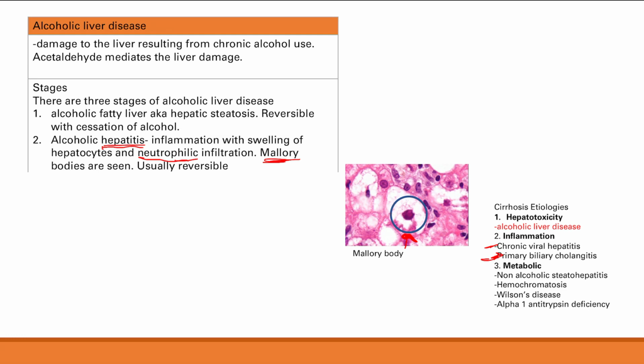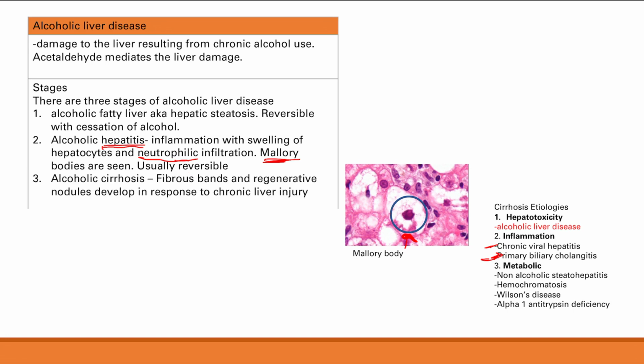Finally, what's the last stage? Last stage is alcoholic cirrhosis. So what do we say cirrhosis was? It was that long-term chronic liver damage. Liver doesn't work very well because of this inflammation and fibrosis. So there's fibrous bands, there's regenerative nodules, and it's all in response to this chronic liver injury. So this is the last stage of alcoholic liver disease. We start with fatty infiltration, then we go to the inflammation and neutrophilic infiltration, and finally we get those fibrous bands, regenerative nodules, and cirrhosis.